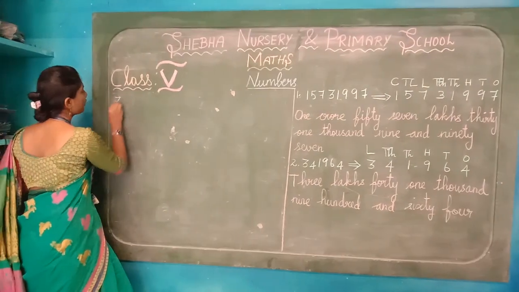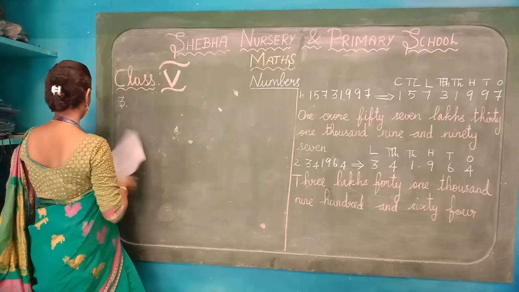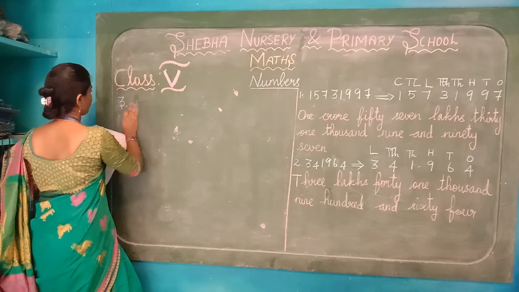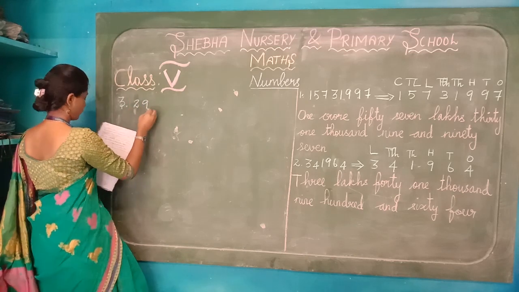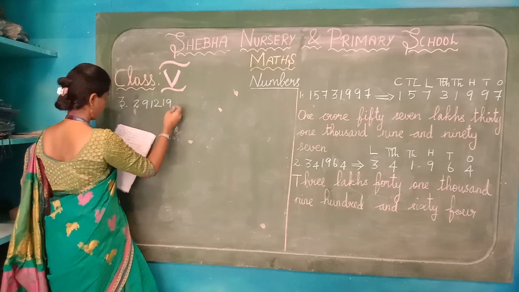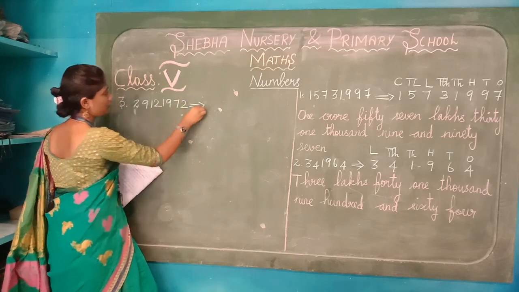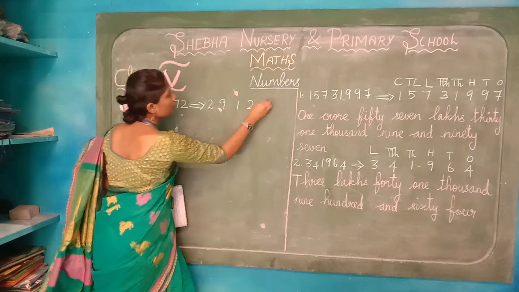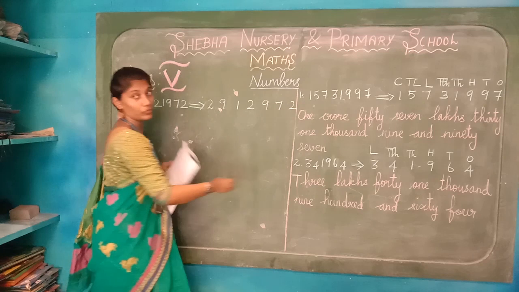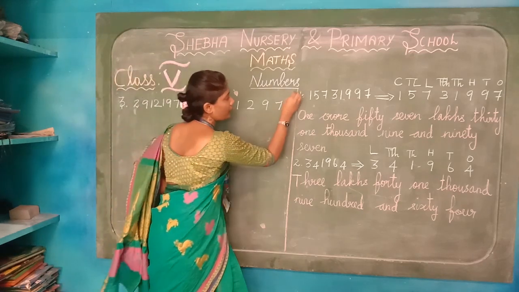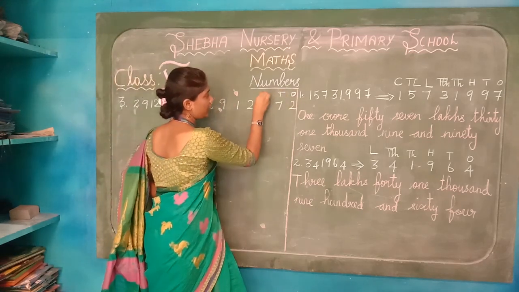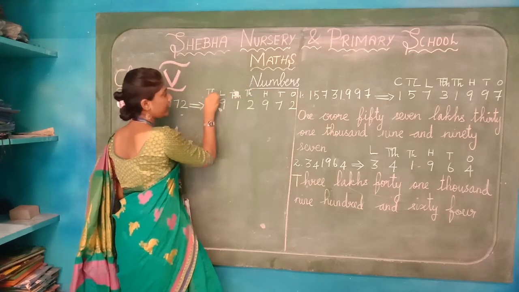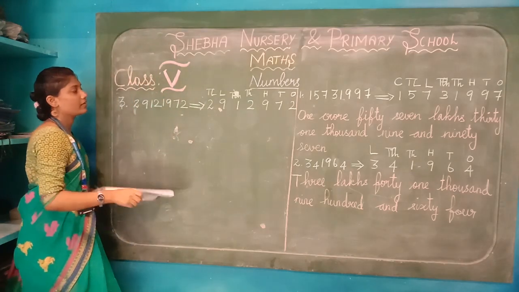Now I write the question. So first you have to write the number 2, 9, 1, 2, 9, 7, 2. And then you have to write above the numbers: ones, tens, 100, 1000, 10,000, lakhs, 10 lakhs. Okay children, and then you have to write their names.